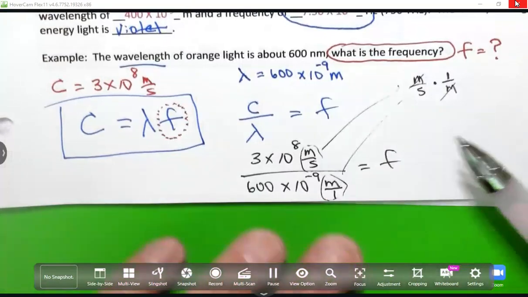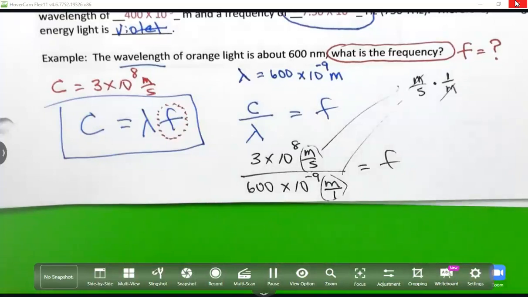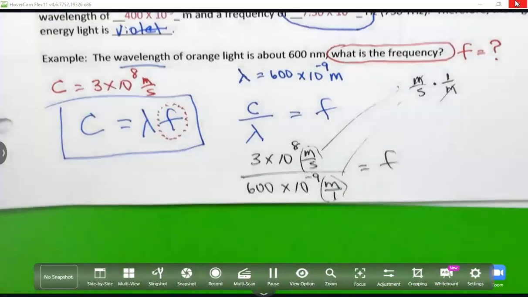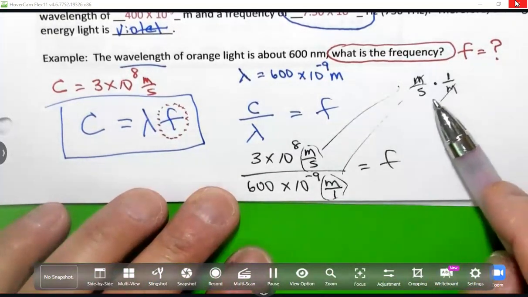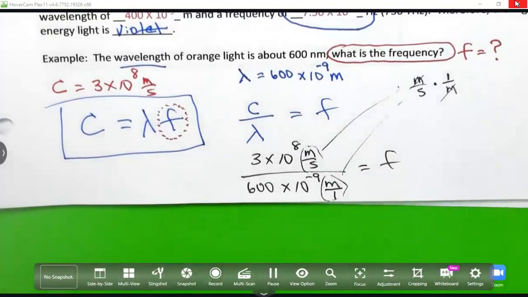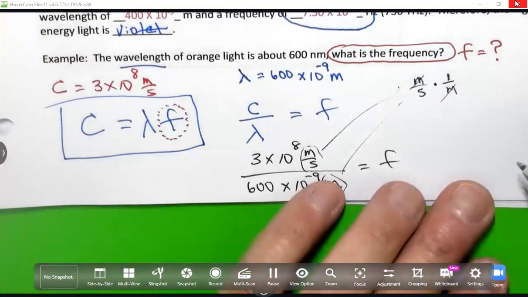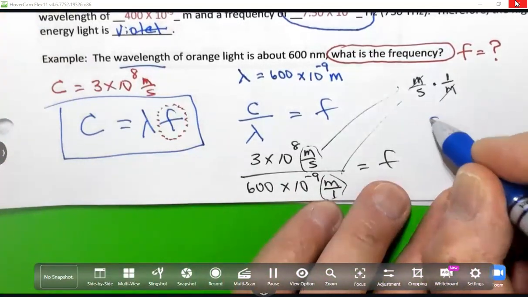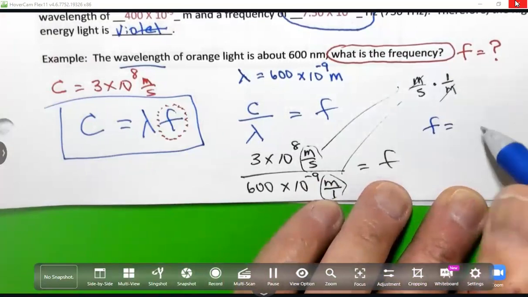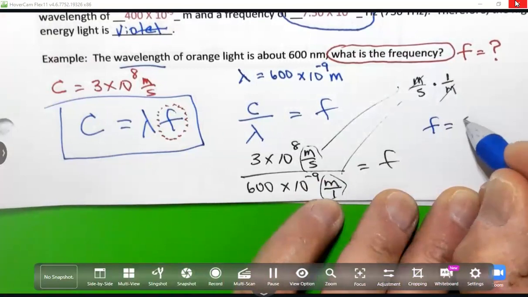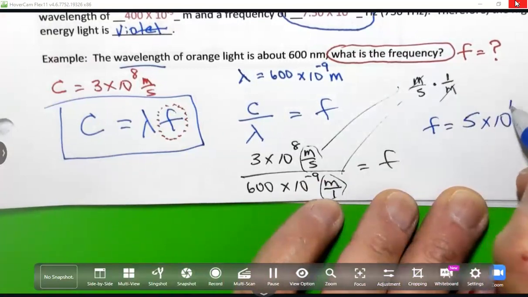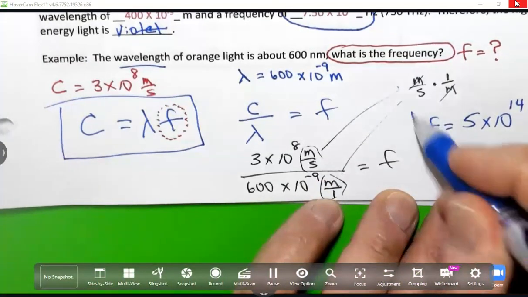So you always want to make sure of your units. Remember, you don't have to memorize an equation. I probably shouldn't even have written that down. You just got to make sure you get the right units. We're looking for frequency. We have to end up with units of 1 over seconds. The final answer we get out of this is my frequency, really only one sig fig here, 5 times 10 to the 14th hertz.